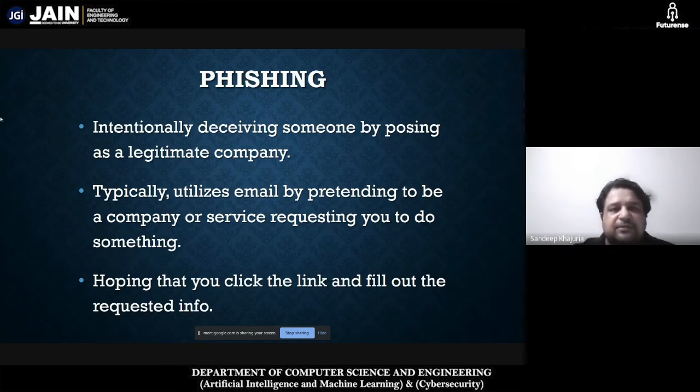So it typically utilizes email by pretending to be a company or service requesting you to do something. This is what this particular line meant. They are going to write you an email which you would be convinced to open and read and follow the steps, hoping that you click the link and fill out the requested info. The requested info is majorly your credentials, probably where multi-factor authentication has not been implemented. Okay.